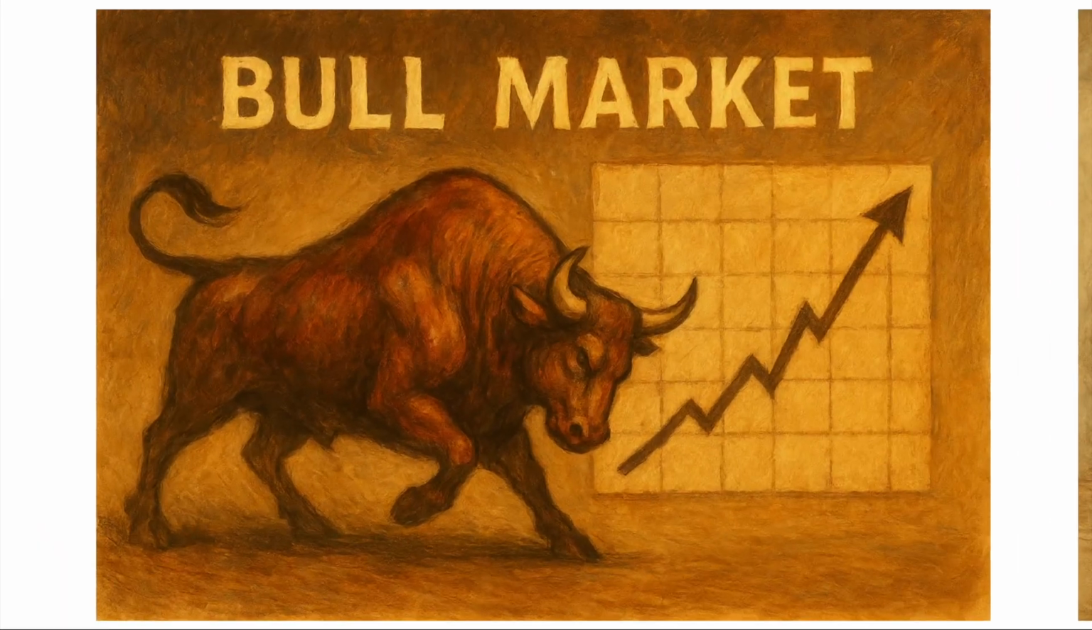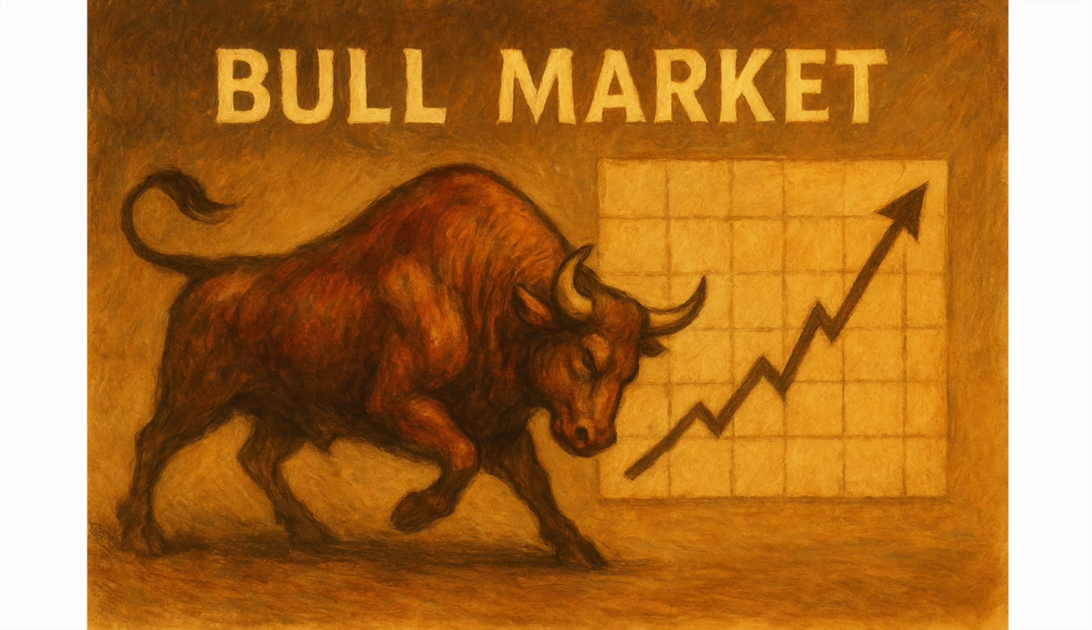Bull market. A bull market is the opposite of a bear market. It is a period when stock prices rise consistently and investor confidence grows. Bull markets are when wealth builds quickly, but they can also lead people to take unnecessary risks or assume growth will continue forever. Investors who succeed long-term stay disciplined in both bull and bear markets.